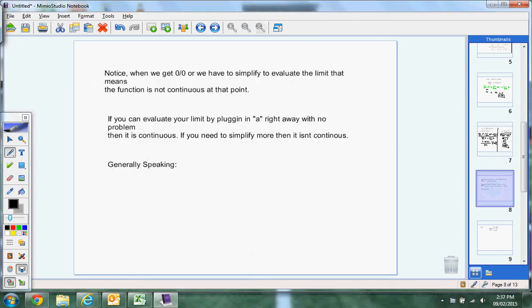So notice when we get something with 0 over 0, like the stuff where we had to cancel, and we'll get that in a second, we have to simplify to evaluate that limit. That means the function is not continuous. So essentially, let me put it generally here. If the limit of x to a of f of x equals f of a, this means if I plug in a for x and I get the same thing, which we've been doing, which you've been asking about, that is a continuous function.